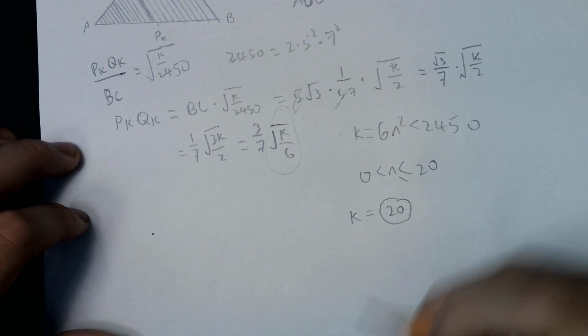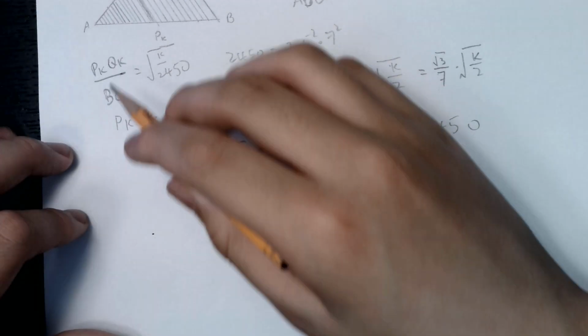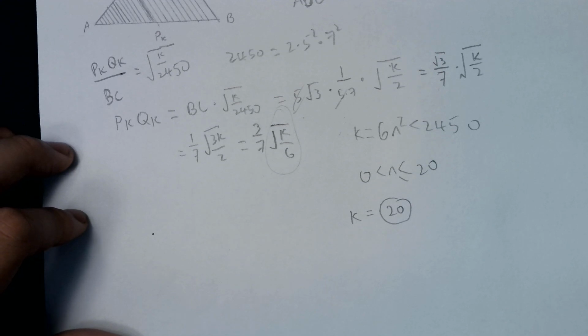Since k has 20 possibilities, that means Pk Qk also has 20 different possibilities. And so the answer to this problem should be 20.